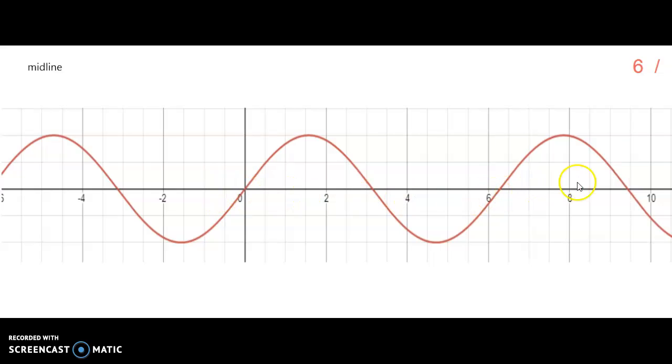And that can vary based on how the equation is manipulated. So the midline for this one is the x-axis, or at y equals 0. Your equation hasn't been changed, the midline's at y equals 0.